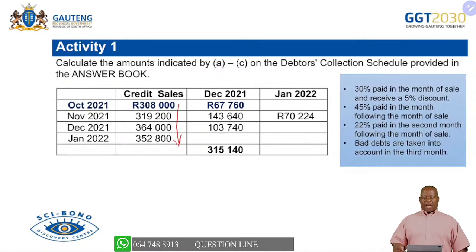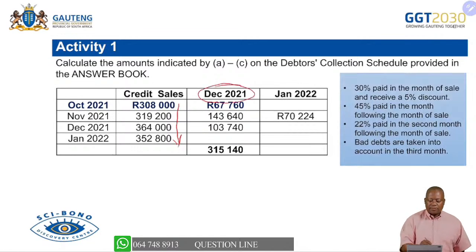Take that. Very important. And then what you need to know is, when it comes to collection in the month of December, we are collecting where December and December meet. That's 30%. And then we go up, 45%. And then we go up, 22%. When it comes to the month of January, please take note.